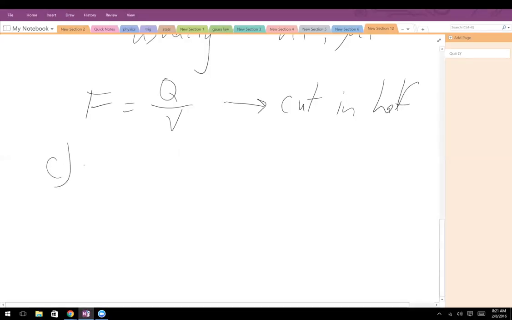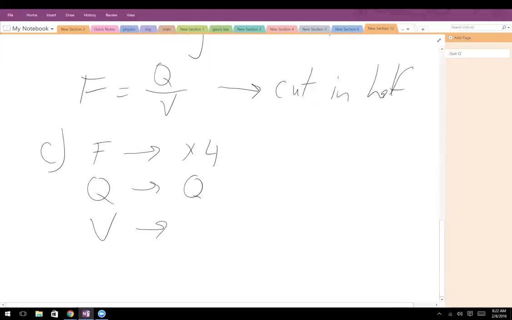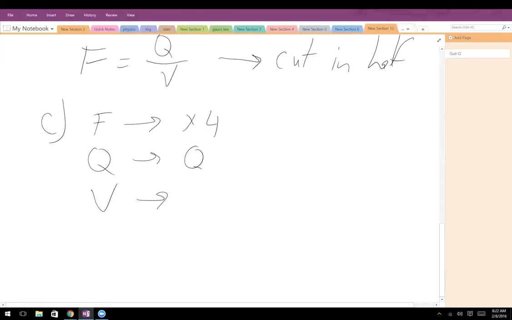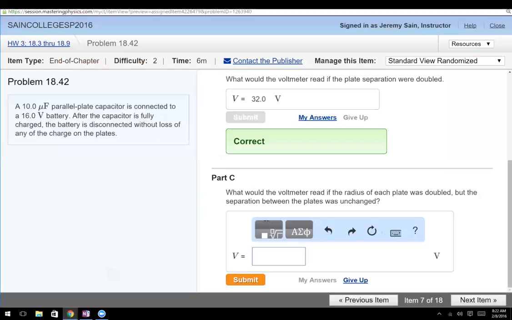So for part C, F is being multiplied by 4. Q is the same. So V has to be doing what? Yeah, that's going to be times a fourth. So if the original was 16, now a fourth of that is going to be 4.